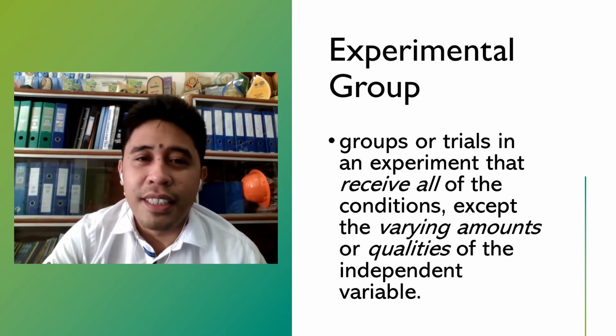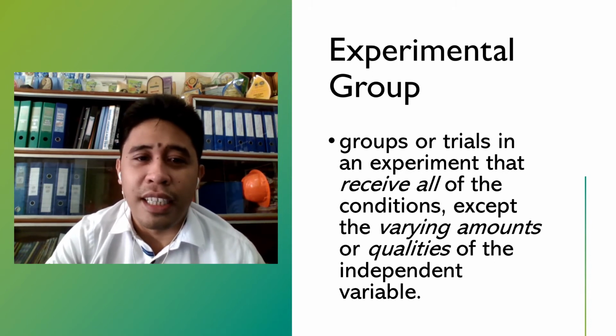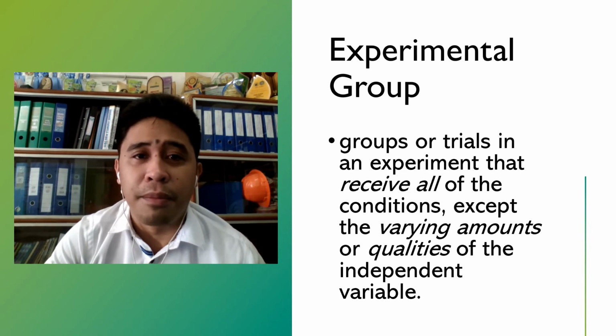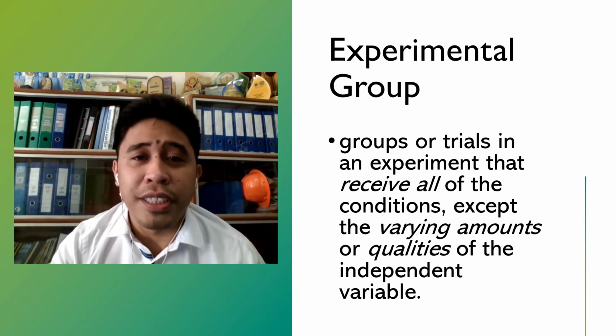Experimental groups. These are groups or trials in an experiment that receive all of the conditions in an experiment except the varying amounts or qualities of the independent variable. Experimental groups are also called the treatment groups.